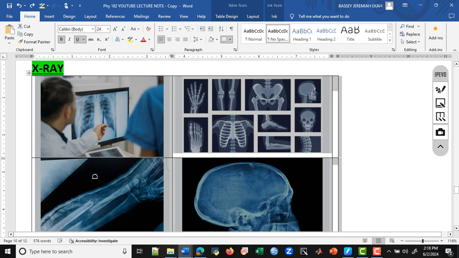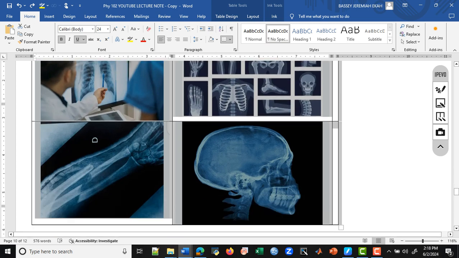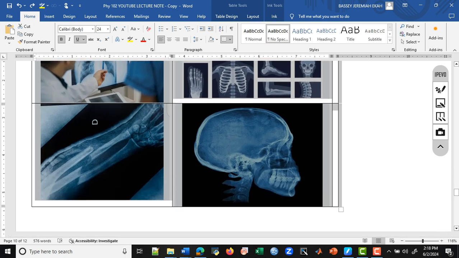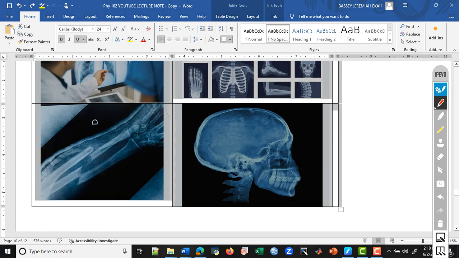Look at this other one. This person has a broken bone. So with X-ray, one can detect where there is fault on the body of the patient, and proper treatment is being administered.